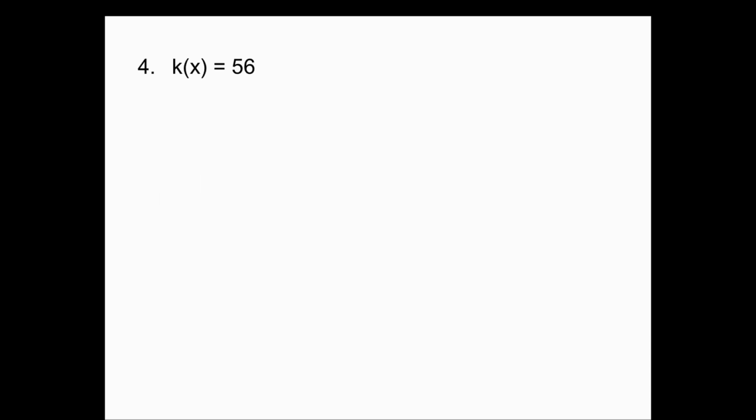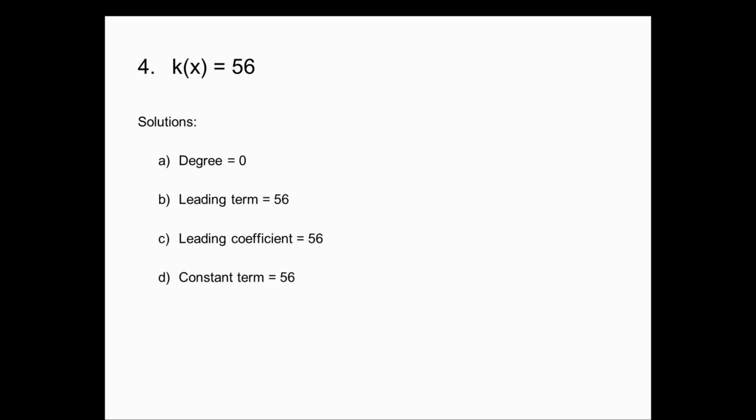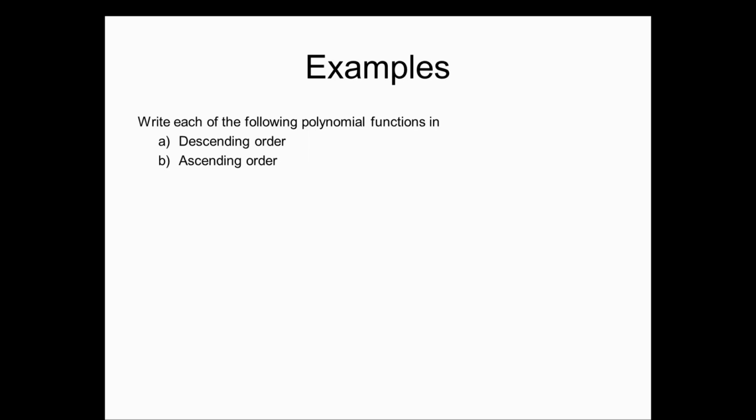And number 4, k of x is equal to 56. Remember, all numbers except for 0 have degree 0. So this is degree 0. The leading term, well, the only term we have is 56. So the leading term is 56. The leading coefficient, again, the only thing we have is 56. So the leading coefficient is 56. The constant, well, once again, the only thing we have is 56. So the constant is 56. When it's a constant valued function, that constant is the leading term, the leading coefficient, and the constant term.